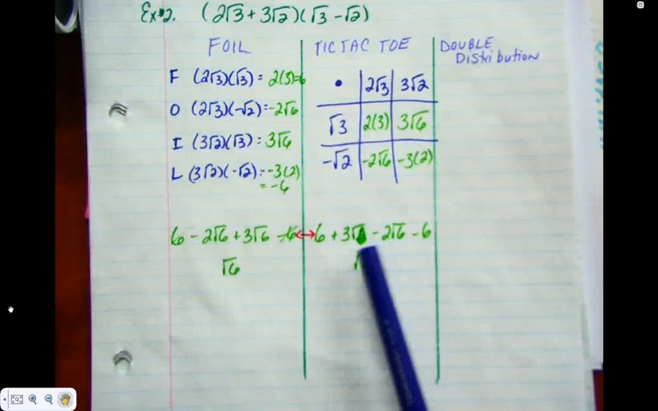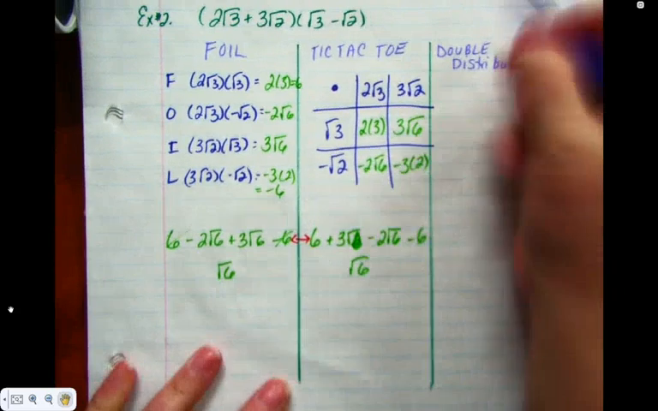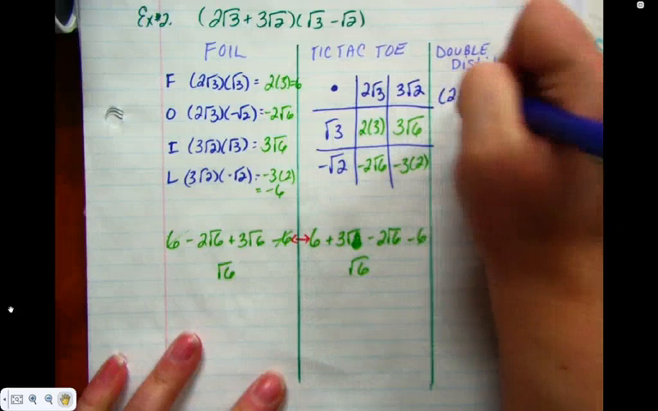Have you seen tic-tac-toe before? Okay, if you've seen it, great. It'll work with x's as well, so even without radicals. Tends to be a little more left brain because we like spaces to put stuff. Double distribution is where you use the arrows.